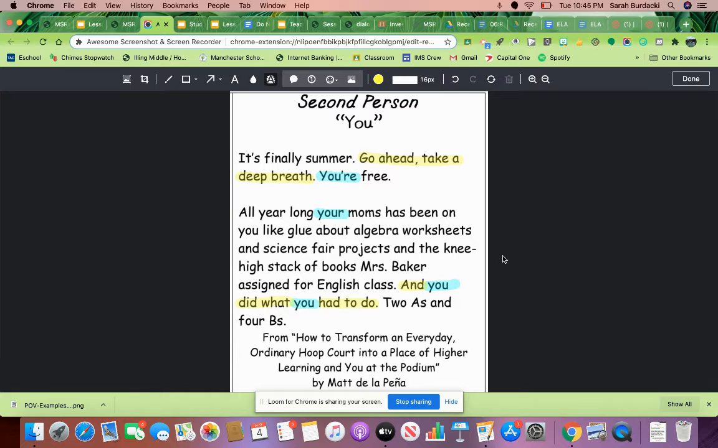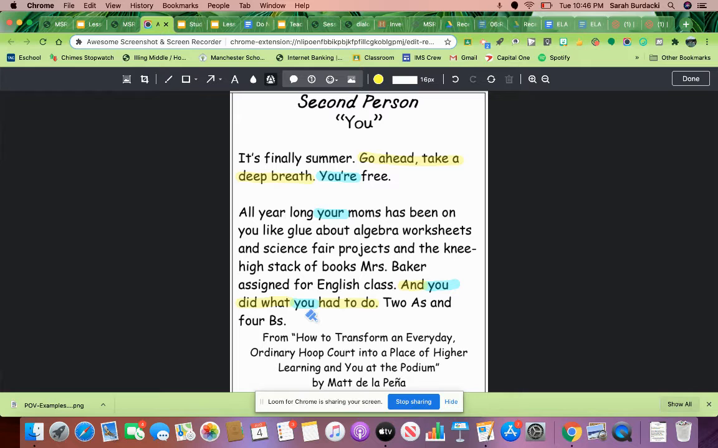All right. The second question that I need to answer is, what pronouns help the reader figure out the point of view? And we said that you and your are the pronouns for the second person point of view. So you can see that I've highlighted those throughout the first two paragraphs. Your, you, and you.